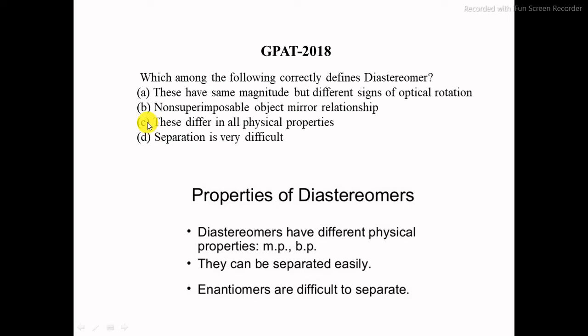Now coming to option C, this differs in all physical properties. So this is true about diastereomers, because one of the properties of diastereomers is that they have different physical properties. Now coming to option D, separation is very difficult, but the separation of diastereomers is easy. So option D is also false. So the right answer here is option C.